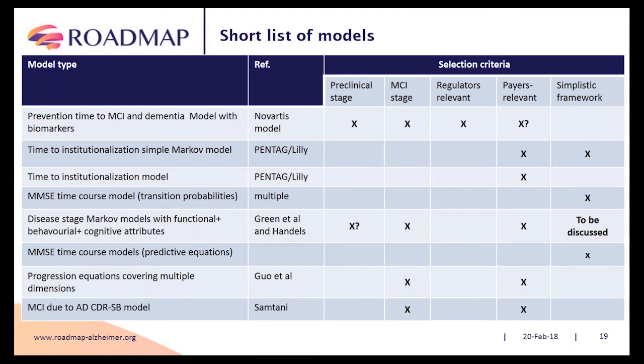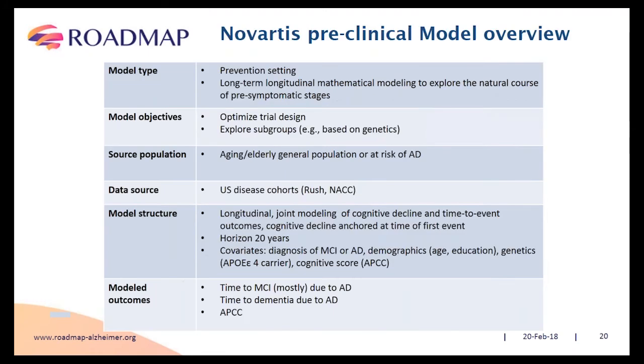So an overview of the Novartis preclinical model. Basically, this model is really focusing on the prevention setting and really using long-term longitudinal mathematical modeling to explore the natural course of disease in pre-symptomatic patients. And the reason why this is so interesting and so challenging is because if you think back to one of the first things I said at the beginning of this talk, Alzheimer's disease is defined by the symptoms of the disease, whether you have dementia, whether you have mild cognitive impairment that's associated with Alzheimer's pathology. But really, pathology begins 20 years before symptoms are present.